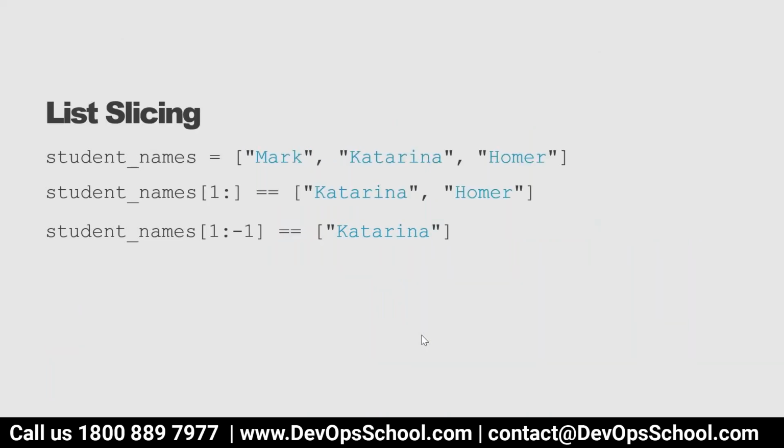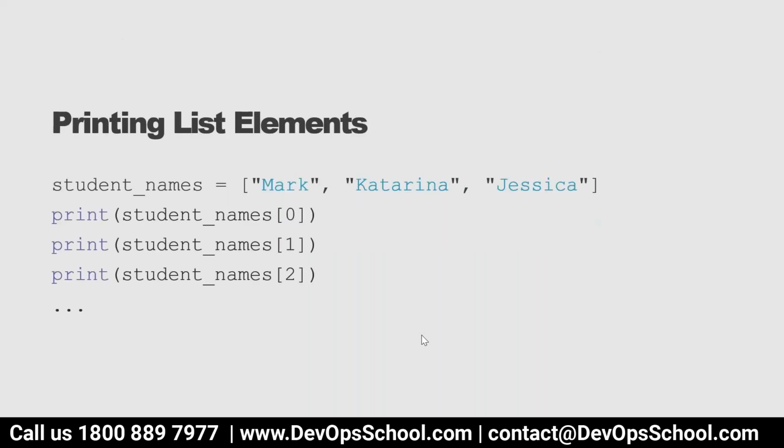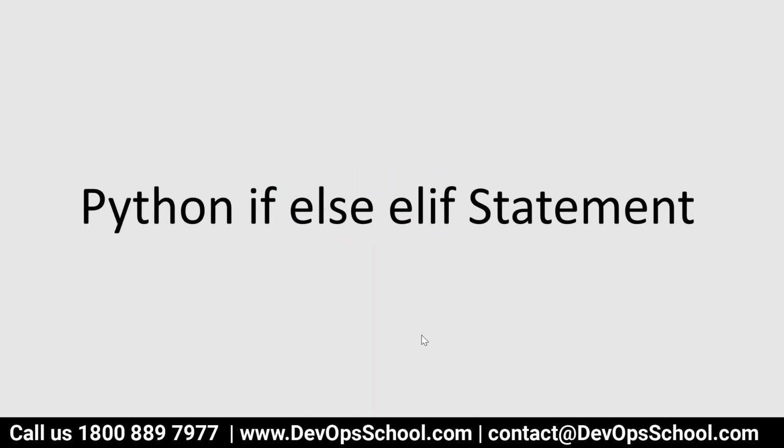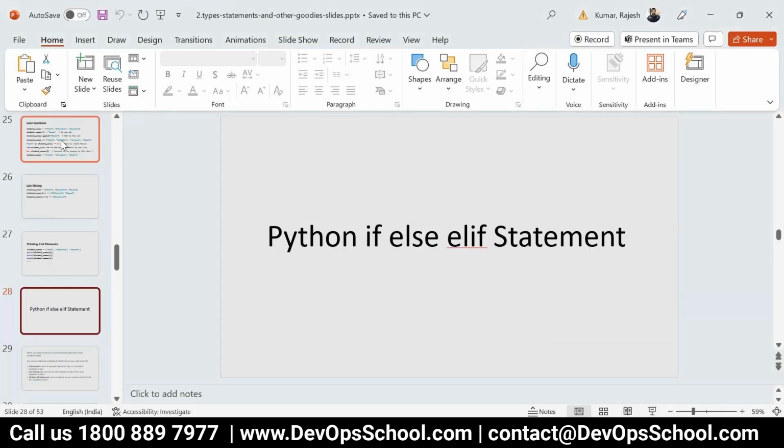You can slice it using this. I discussed that one, so you can ignore. You can print any of this. I discussed and showed you. So like that. Okay. So this is the list. Any questions so far, guys? All of you?